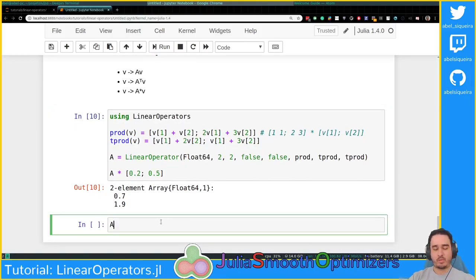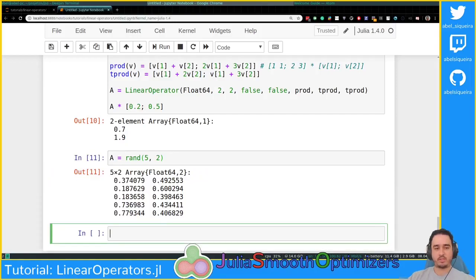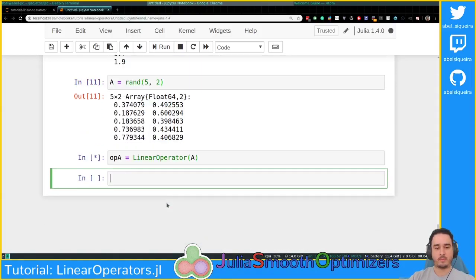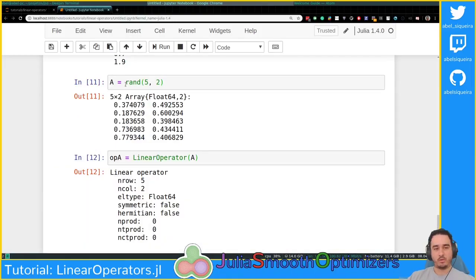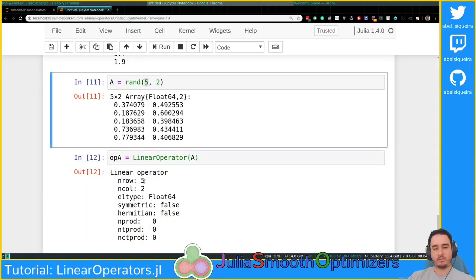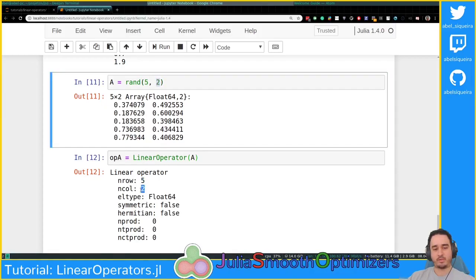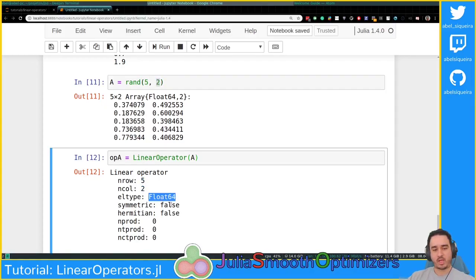In a simpler way, you can simply look at a matrix. For instance, rand(5, 2). I have this matrix, and I can define an operator through the matrix. And that's an operator. It will have the same number of rows as the matrix A, the same number of columns as the matrix A, and the same type, and it should infer if the matrix is symmetric or Hermitian from its type.